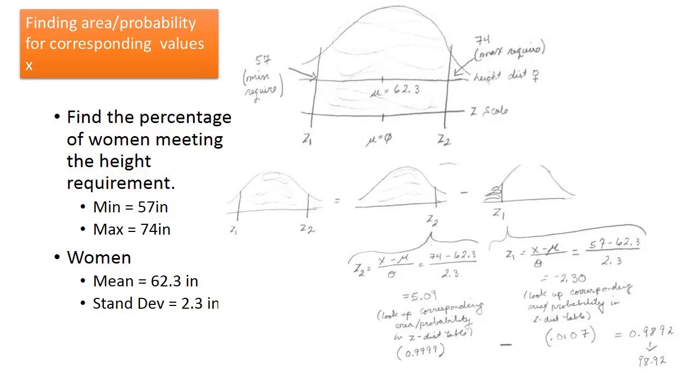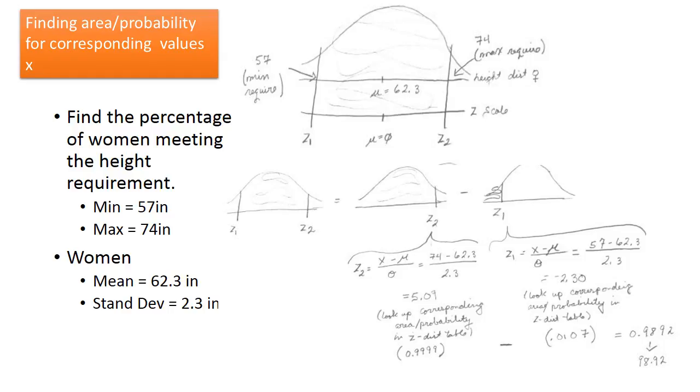Now you're going to look up the corresponding probability area in the z-distribution table. Using your z-score of 5.09, you locate that in the margins of your z-table and bring that in to find the corresponding probability and area in the body of the table. You can see there that it's 0.99999. Then we're going to subtract from that the corresponding probability area for z1. Again, you look for negative 2.30 on the outside margins of your z-distribution table to find the corresponding probability area, and that's 0.0107. You subtract the probability for your z1 from your probability of z2.